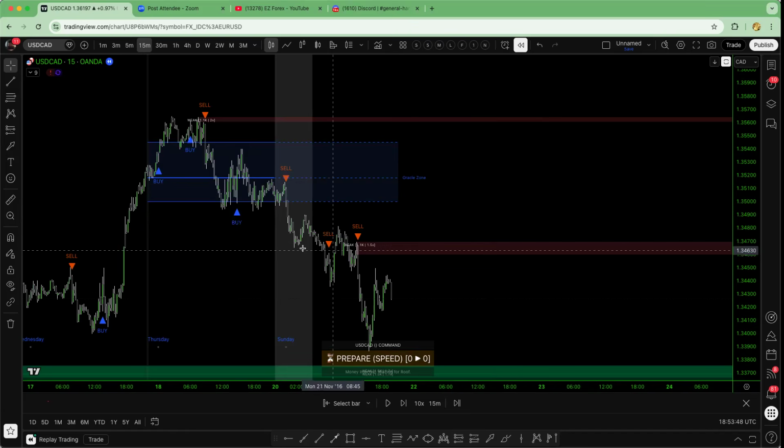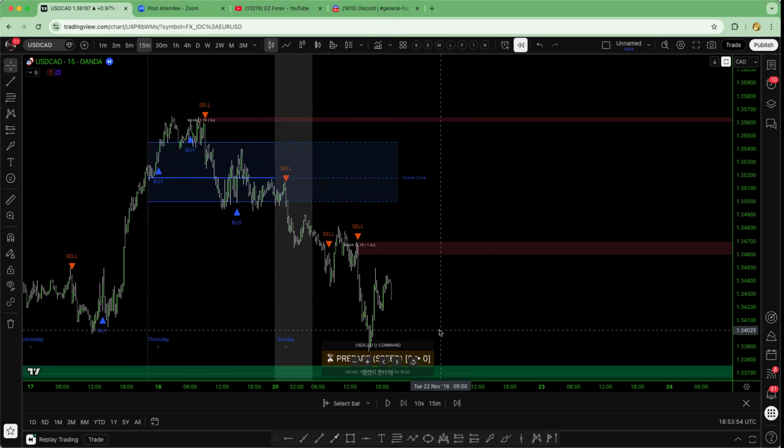Literally, the only thing that would have happened is if, let's say, the market opened and it gapped down, then you wait for it to pull back to here and then sell it. Cool.